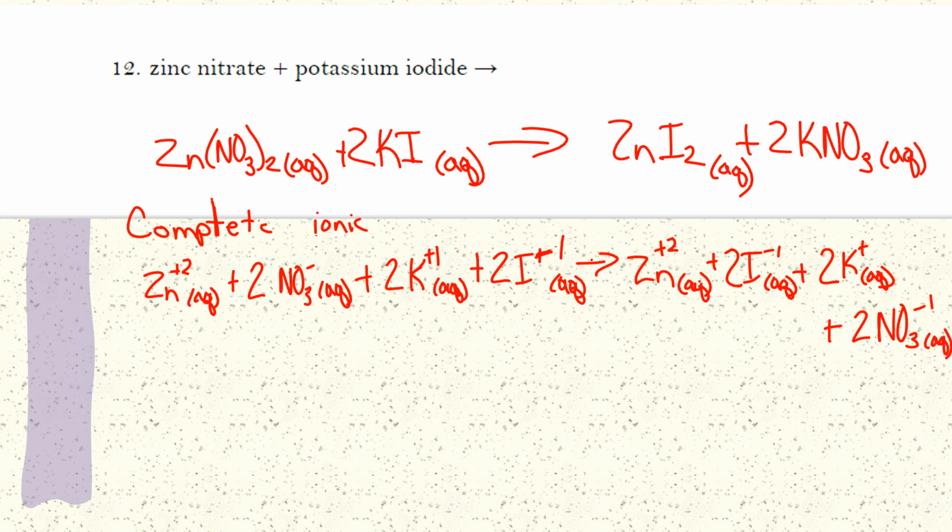All right, so that one took up a lot of space. That's why I don't like writing complete ionics. Now, if I wanted to go from here, which one of these would be spectators? All of them. So if I asked you to write a net ionic, everything's a spectator, it's just watching the reaction happen.